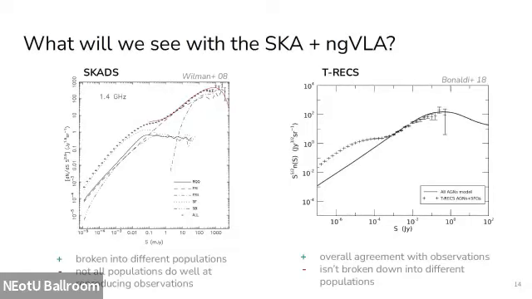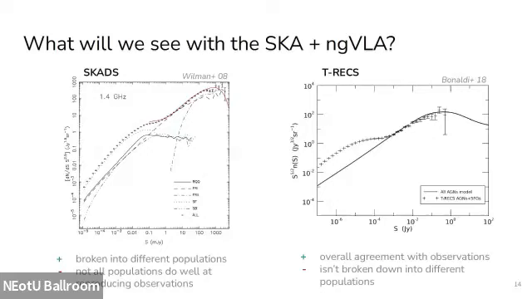So these are two semi-analytic models. And so again, Allison introduced this idea that you can take models of galaxy evolution and forward model them into source counts and then compare them with your observations. So there's a couple different models: SCADS on the left and T-Rex on the right. And they have their pros and cons.